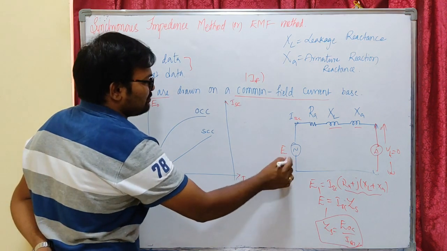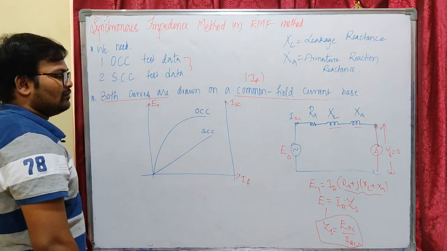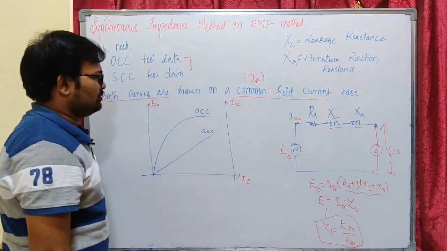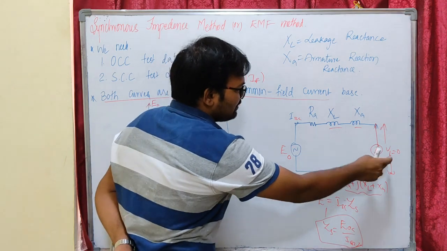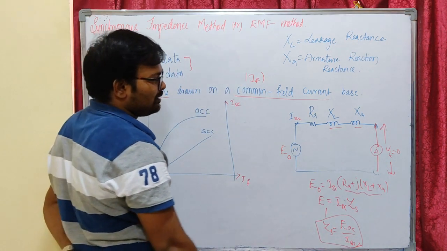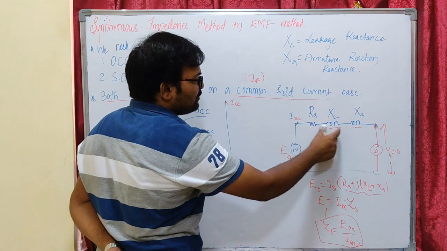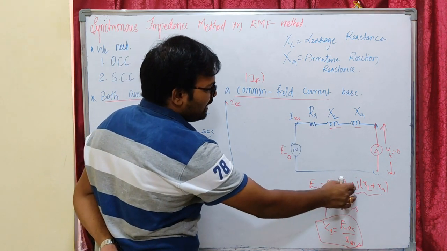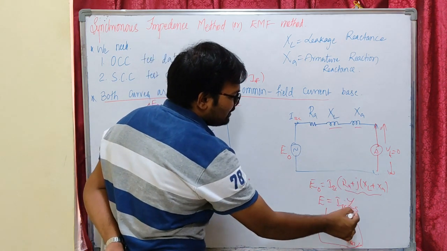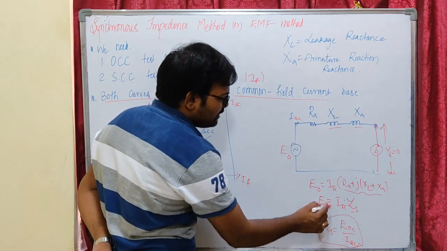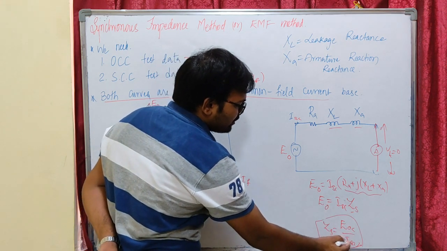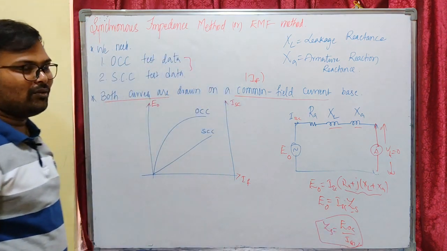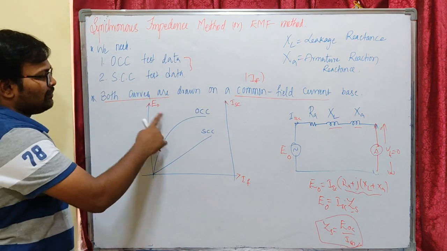This is E0. Under short circuit condition the terminal voltage will be equal to 0. That means the no load voltage will only need to supply this impedance drop. Under short circuit condition this will be ISC, so the no load voltage will be ISC into (RA plus j(XL plus XA)), which I can replace with the synchronous impedance. So synchronous impedance will be equal to E0 open circuit by I short circuit. That means our synchronous impedance is nothing but open circuit voltage by short circuit current. So here I can find the EOC and ISC ratio.